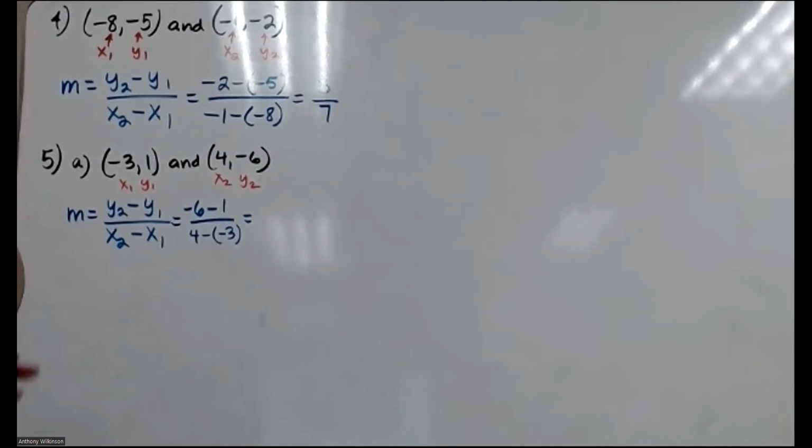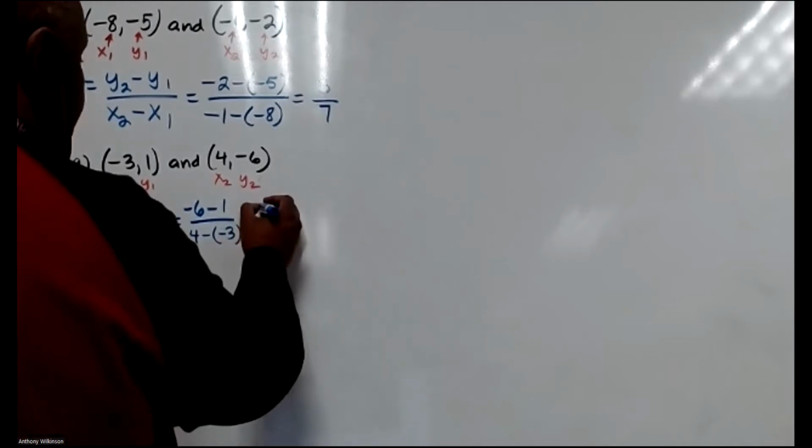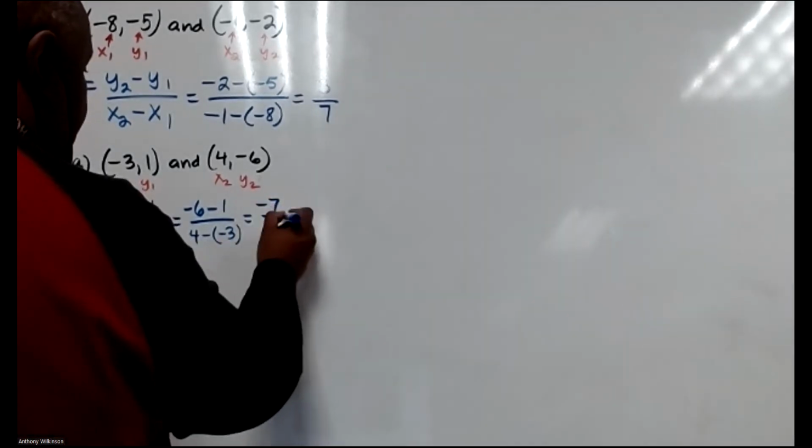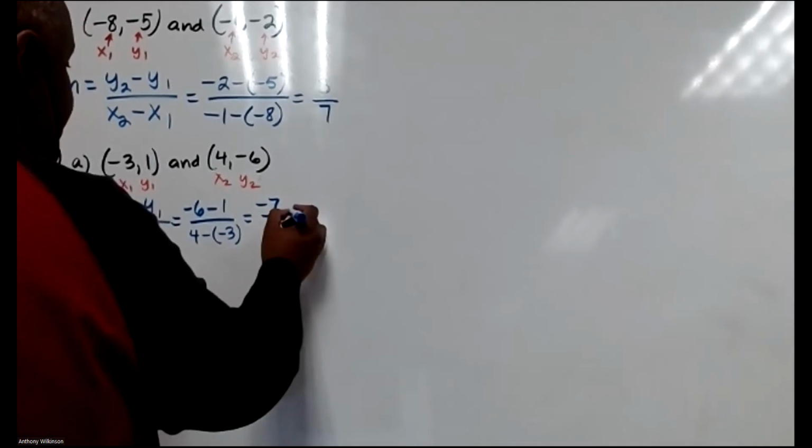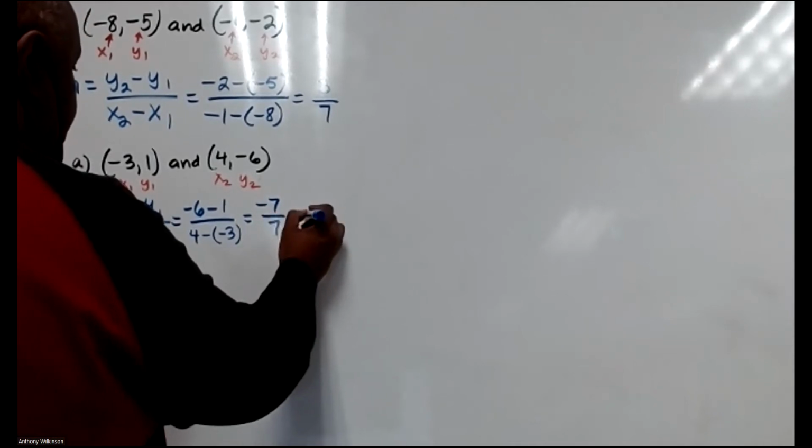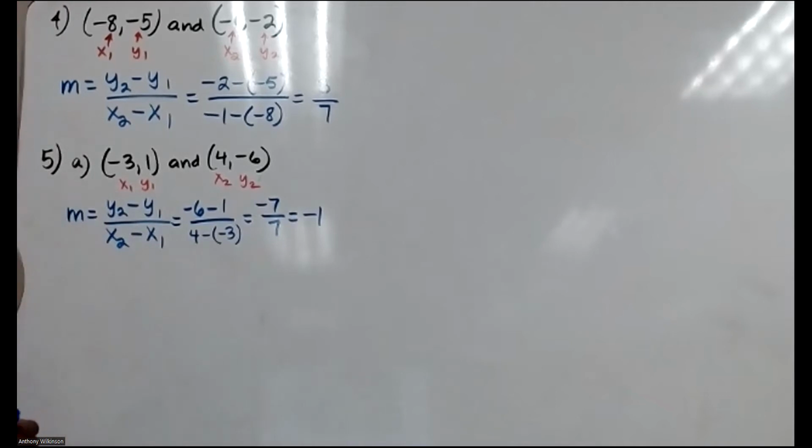All right, so now this, what's negative 6 minus 1? Negative 7. And then 4 minus a negative 3? 7. Negative 7 divided by 7? Negative 1. So here your slope is going to be negative 1.